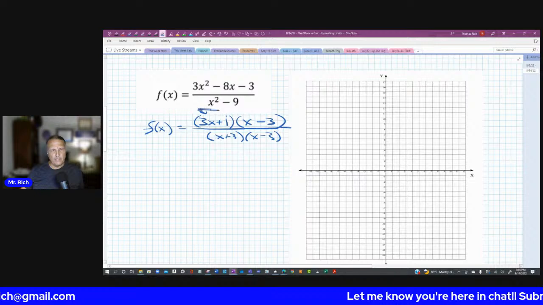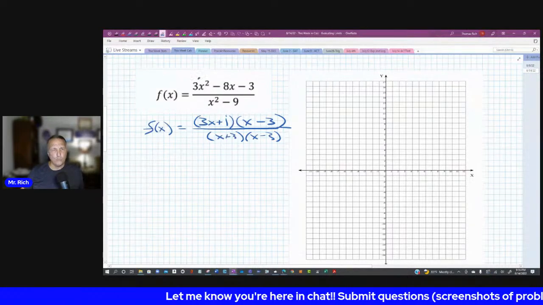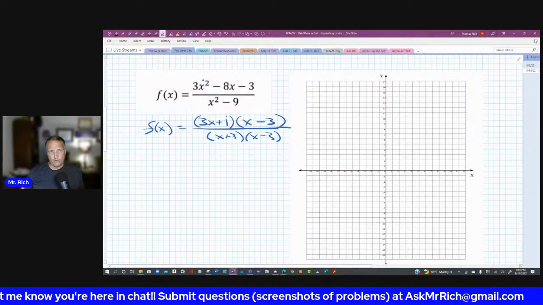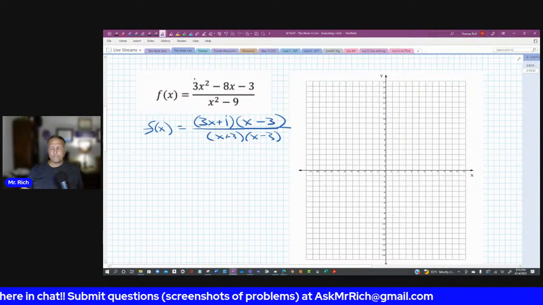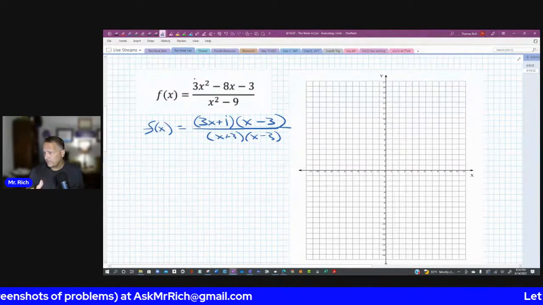Do know that you should be able to factor quadratic expressions with a leading coefficient other than 1. You should be able to factor those and do that fairly quickly. So that is my rational function with my numerator and denominators completely factored.